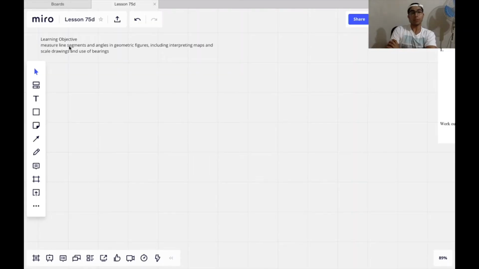For this video is to measure line segments and angles in geometric figures, including interpreting maps and scale drawings and the use of bearings. So we've talked about scale diagrams before in a previous video, so I won't be covering that again, and same thing with maps. And measuring line segments and angles in geometric figures.